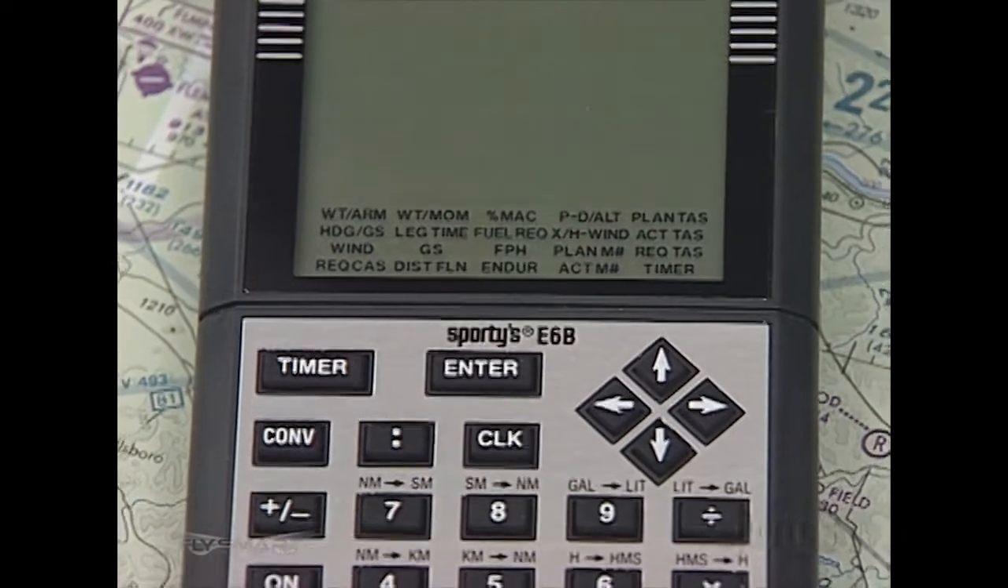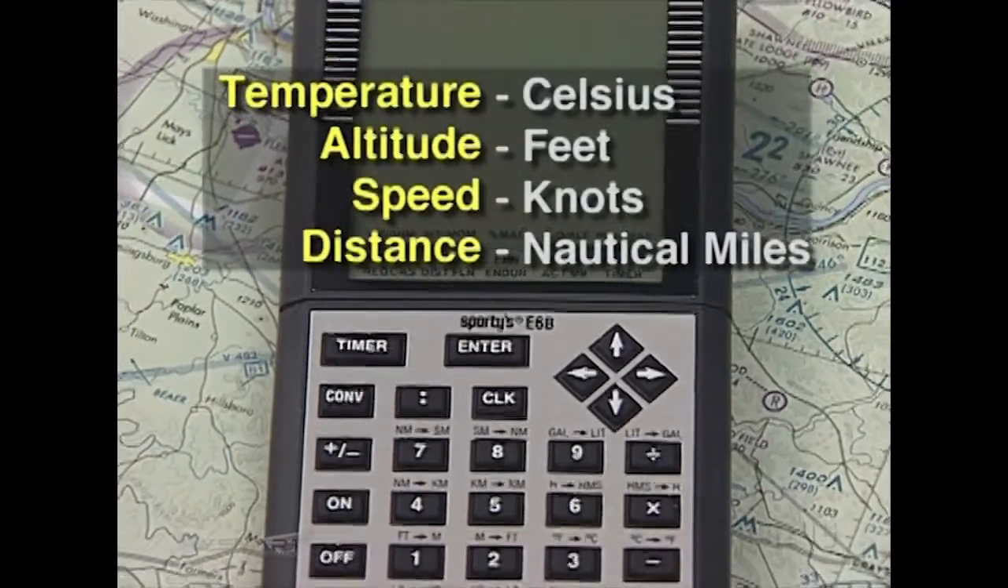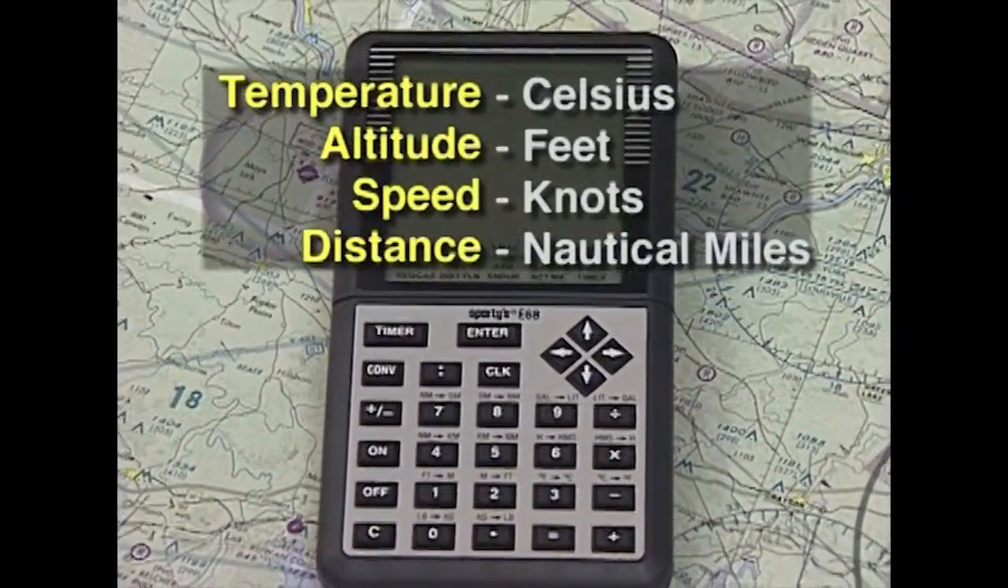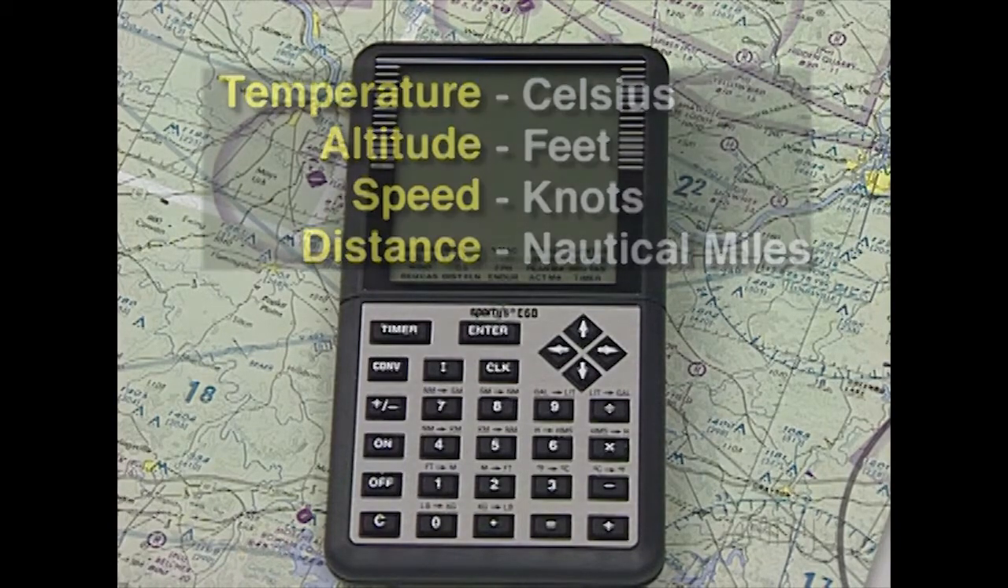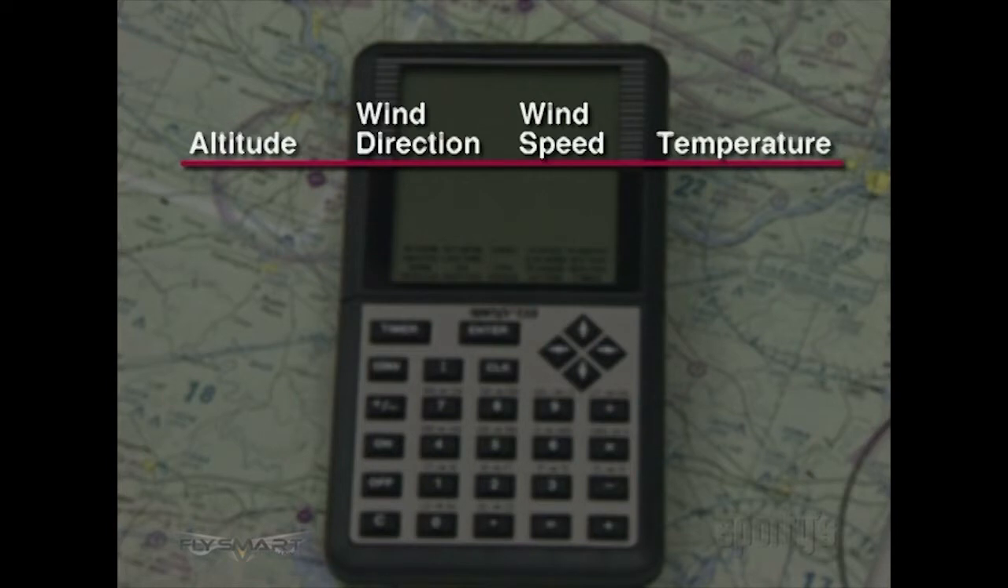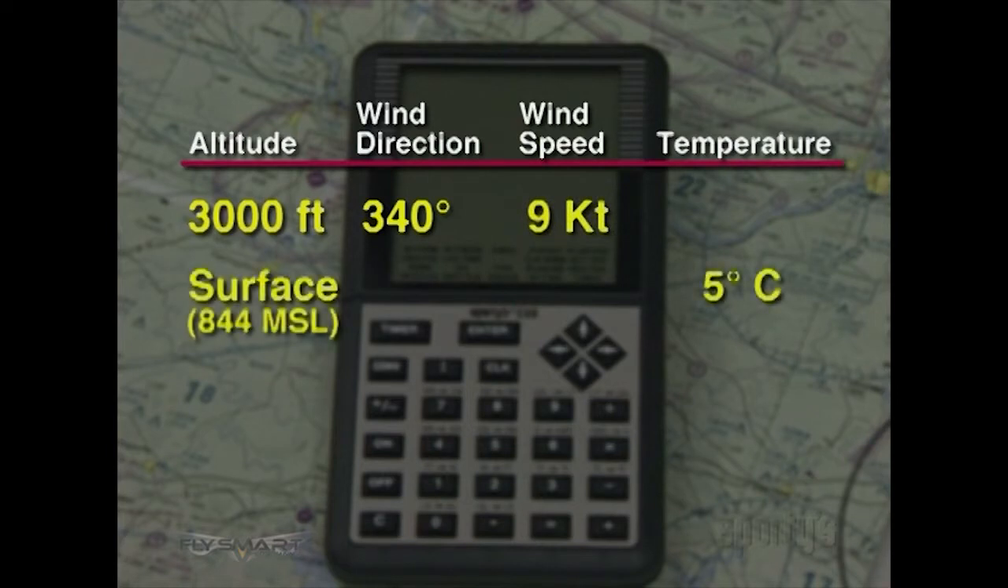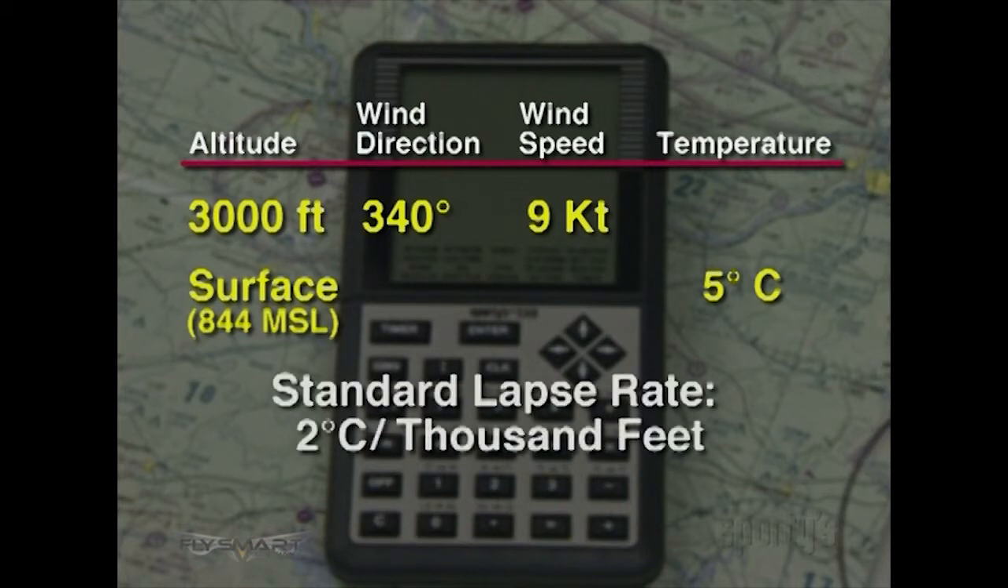This calculator expresses all airspeed problems with temperature in Celsius, altitude in feet, speed in knots, and distance in nautical miles. These are the units most often used in aviation. The weather briefing forecasts winds at 3,000 feet to be from 340 degrees at 9 knots. The temperature is 5 degrees Celsius on the ground at Claremont County Airport. Therefore, using the standard lapse rate of 2 degrees C per 1,000 feet, we can estimate the temperature at 3,000 feet to be about 1 degree Celsius.